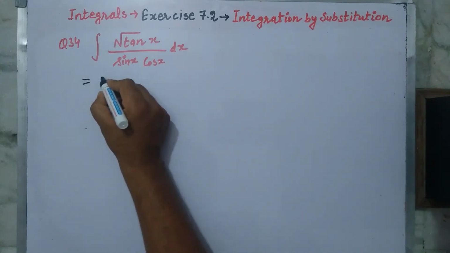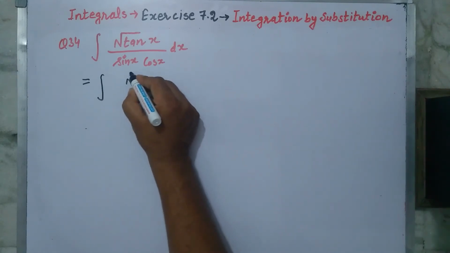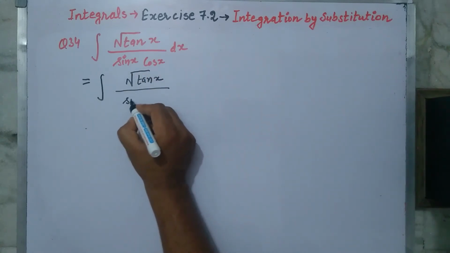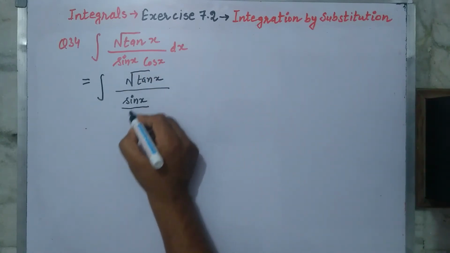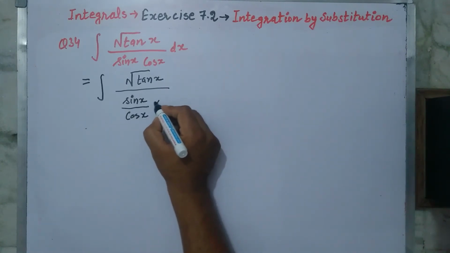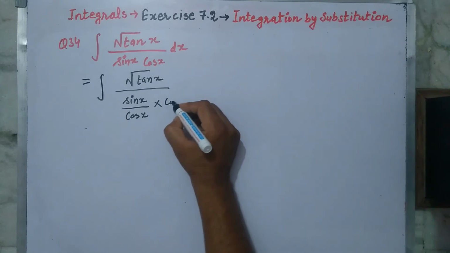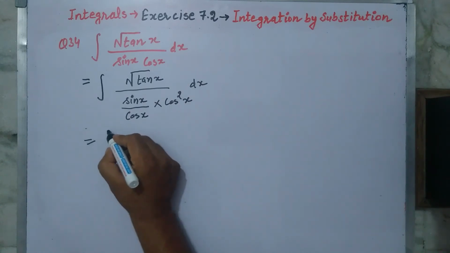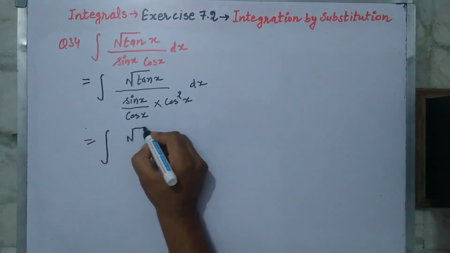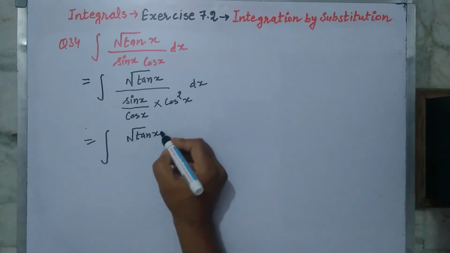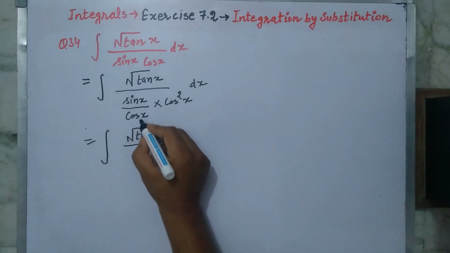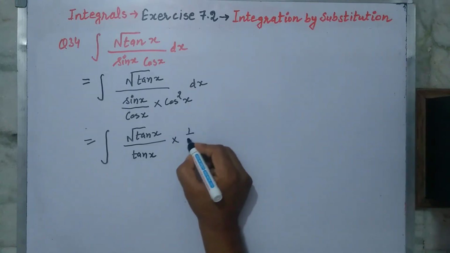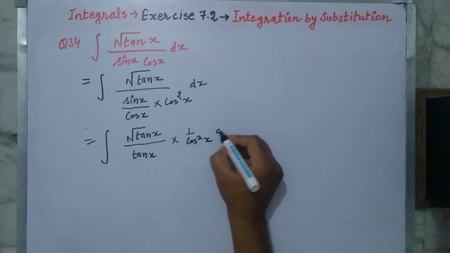Now what we do here is, square root of tangent of x divided by sin of x. We divide here by cos x and multiply by cos x. Cos x is already here, so this becomes cos square x dx. So this means integration of square root of tangent of x upon sin x upon cos x, meaning tangent of x, into 1 upon cos square x into dx.